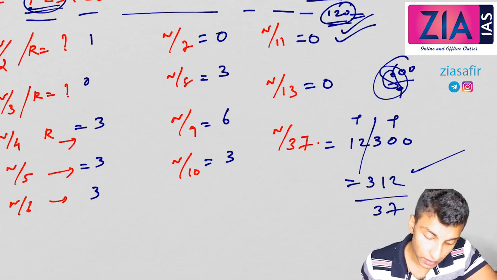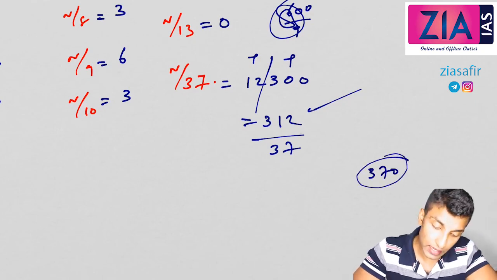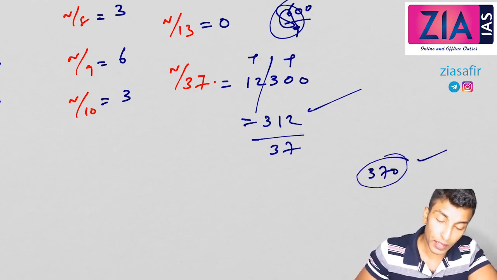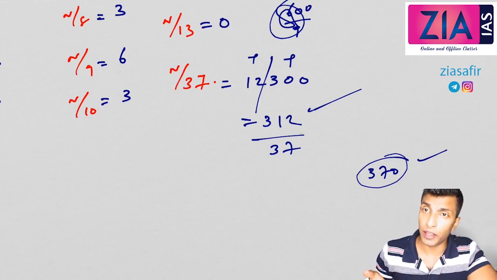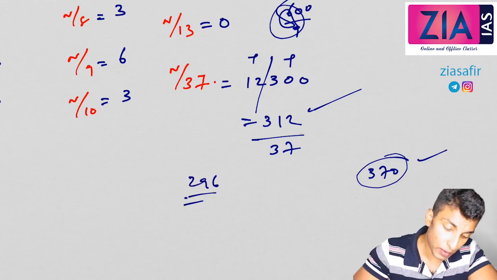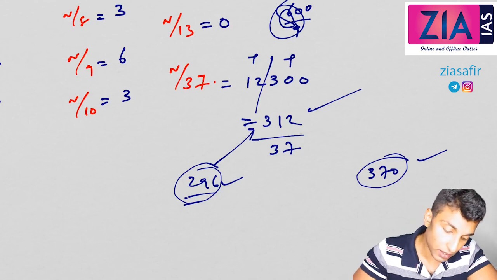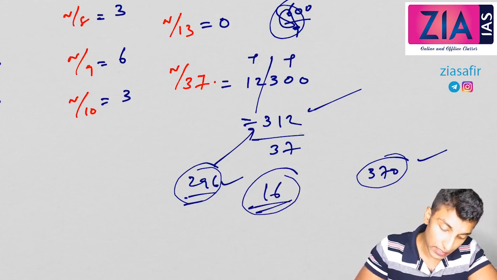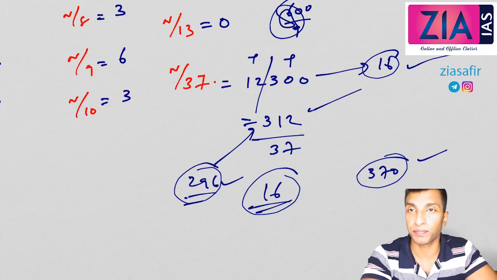So divide 312 by 37 and get your answer. How can you do this? 312 divided by 37. 370 is a multiple of 37. So here 370 you can do minus 74, 2 times 37. So 370 minus 74 will be 296. So 296 is a multiple of 37. How much extra here? 12 and 4, 16. So 16 will be your answer here.